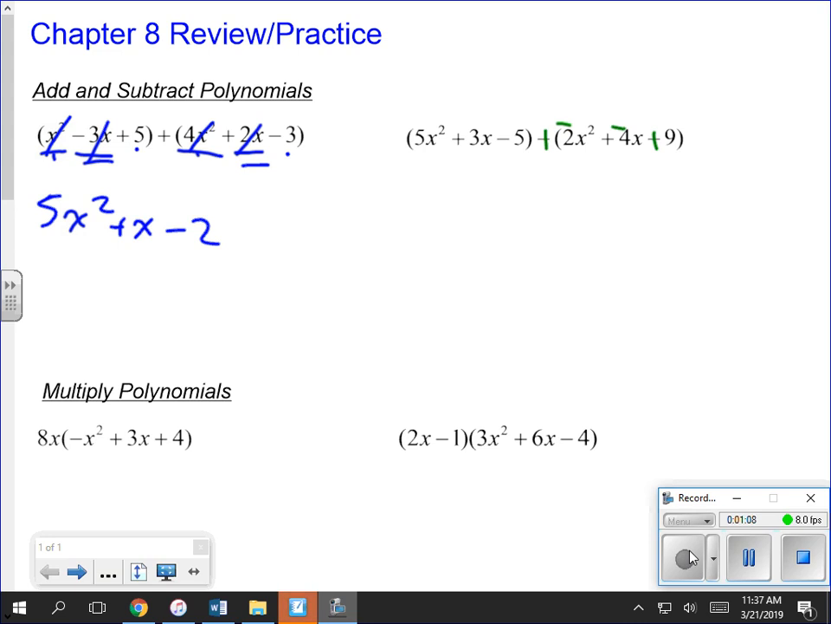And then I combine like terms again, just like I did in the previous problem. I have 5x squared minus 2x squared, 5 minus 2, so I have 3x squared. I have 3x, negative 4x, 3 minus 4, that's negative 1x. And then all I have left is negative 5 plus 9. Negative 5 plus 9 gives me 4. And that's your answer.